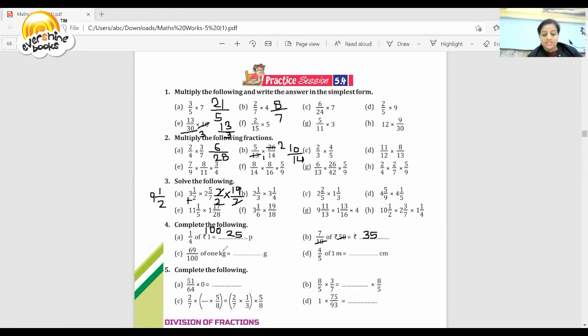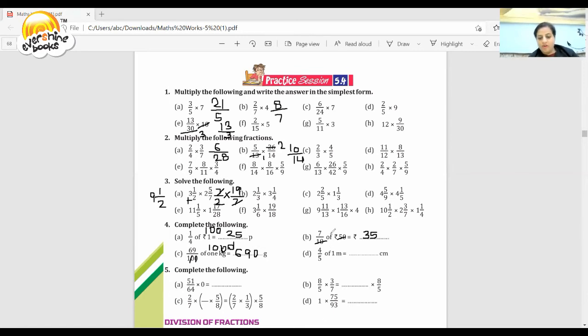1 kg has 1000 grams, so just remove two zeros. When you cut two zeros, you will get 690 gram. 690 gram, you will get the answer of this question.